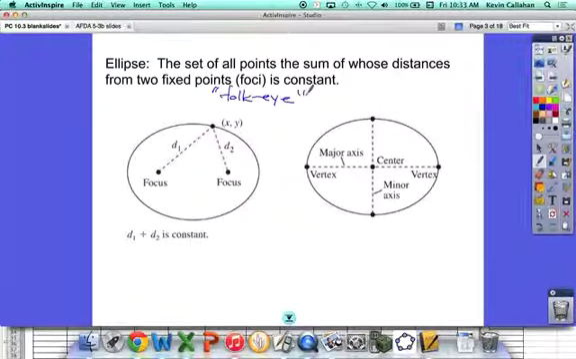So all the points on this elliptical shape here, if I calculated the distance to one focus and then the distance to the other focus, and I added those two things up, I would always get the same number. It's a constant.